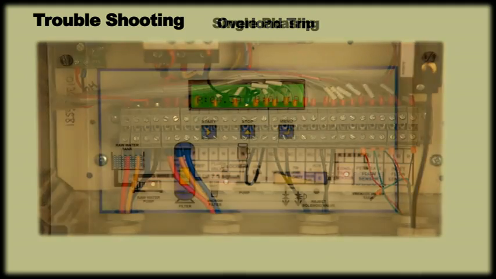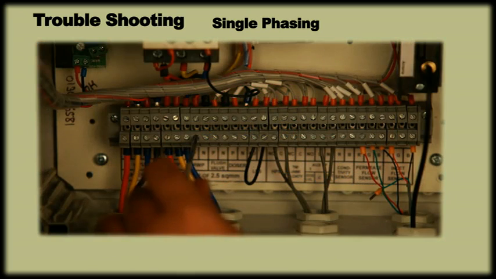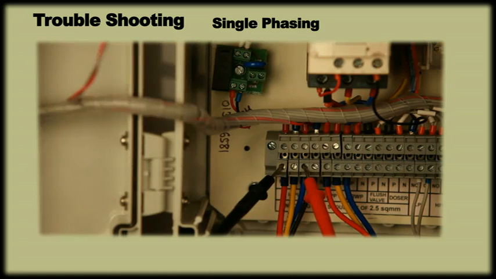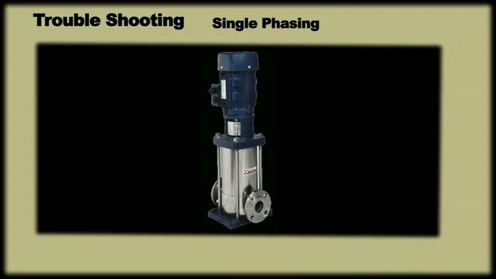If the display shows raw water pump single phasing or high pressure pump single phasing, then observe current values displayed on screen. If the difference between two values is more than 40%, then check for loose connection and tighten the wires at pump and panel terminal. Check voltages across all phases, that is RY, YB, BR. The voltage should be around 415 volts and should be constant at the time of starting the pump. If the problem persists, get the motor checked.